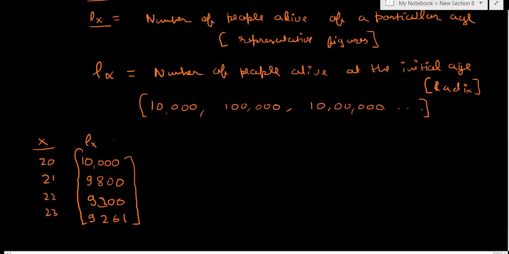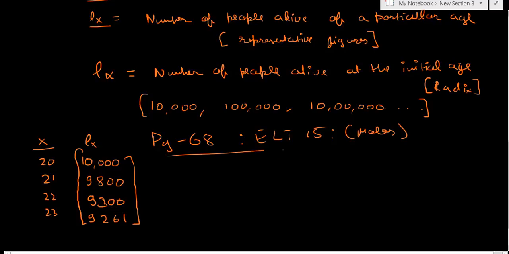You can get a real example on page 68 of the tables. Page 68 shows the ELT 15 males table. So you have got this table there, and you can check it out. There is an example. The radix is taken to be 100,000 there, and it has started at the age of 0, and if you follow the table, it then reduces.